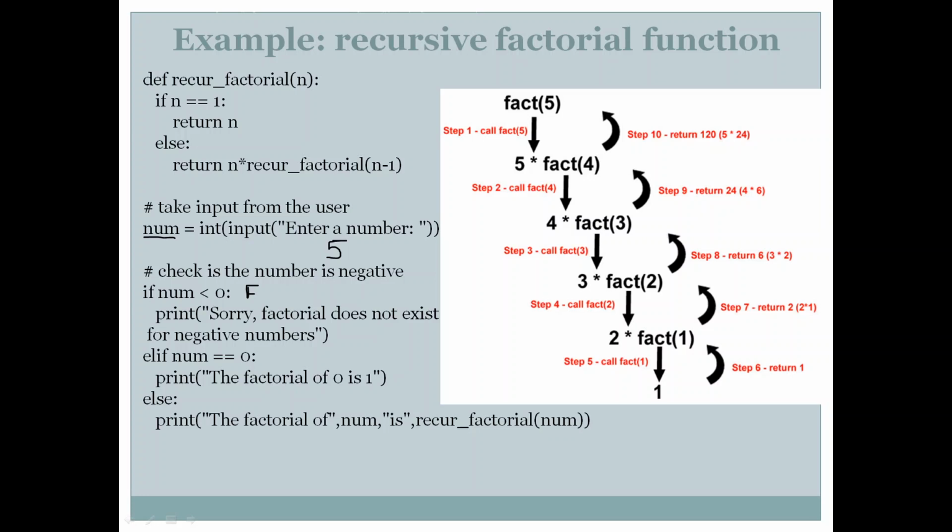So it will go for the second condition, else if num is equal to 0. What is the value of num? It is 5, and that is not equal to 0. So even this condition is false. Then it goes to the else condition, and here we are calling recur factorial and passing the number. We have considered the value as 5, so from here we are calling this function recur factorial and passing the value 5.